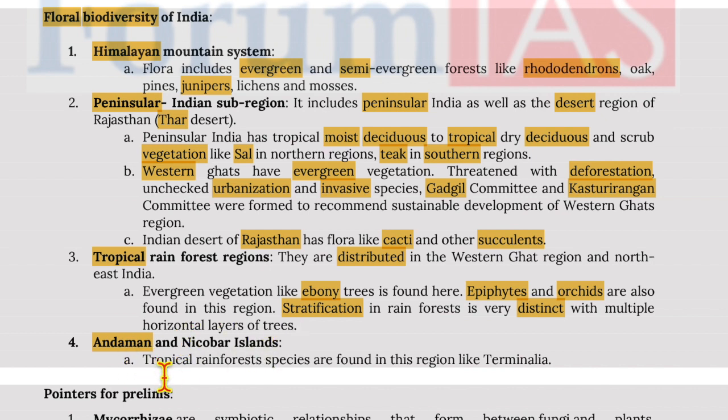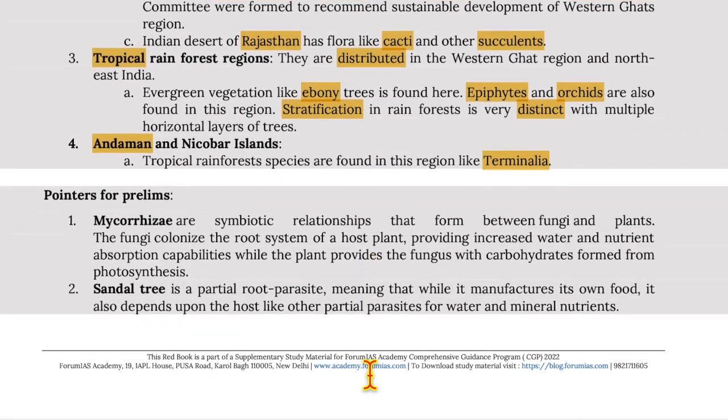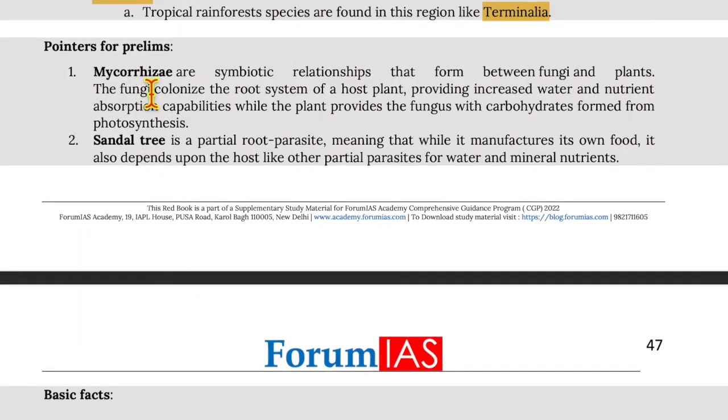Now, in Andaman and Nicobar Islands, tropical rainforest species are found in this region like Terminalia. Now, some pointers for prelims would include mycorrhizae are symbiotic relationships that are found between fungi and plants. The fungi colonize the root system of the host plant, providing increased water and nutrient absorption capability, while the plant provides the fungus with carbohydrates formed from photosynthesis.